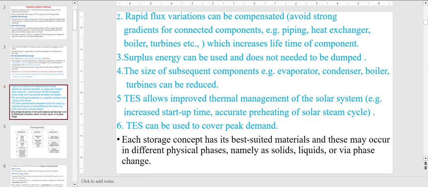Otherwise, if too much thermal energy is there, a correspondingly big condenser, boiler, etc. will be needed to use it. Since it is stored, the entire energy is not used at the same time, so the size can be reduced. Thermal energy storage allows thermal management of the solar system. It can be used to cover peak demand. Normally, the stored energy can be used, for example, to meet the peak load during the evening time in the power system. This thermal energy can be used to meet the traditional power requirement.